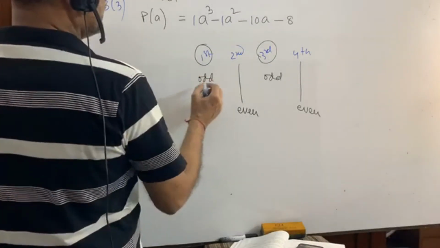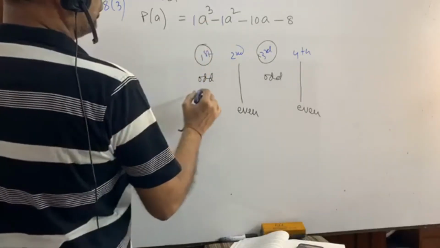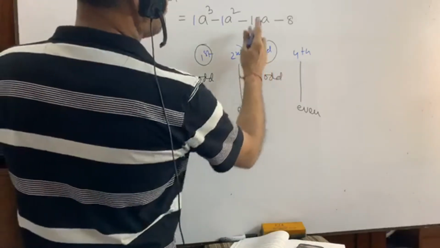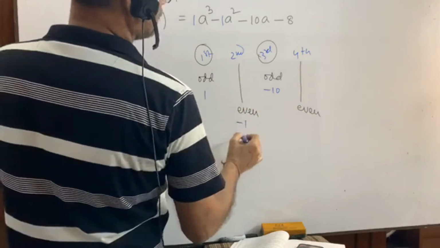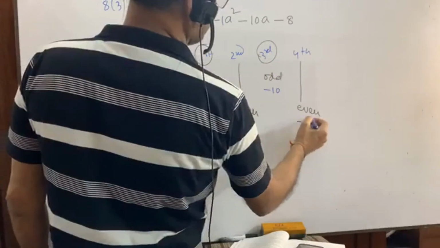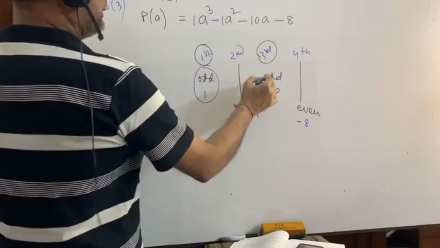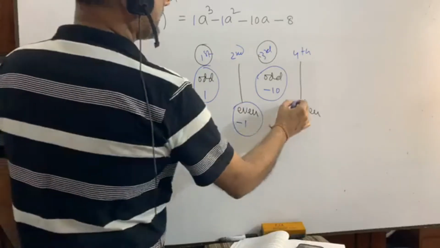In the odd positions the coefficients are 1 and minus 10. In the even positions the coefficients are minus 1 and minus 8. Actually the fact is that the odd positions will be added, and again the even positions will be added.